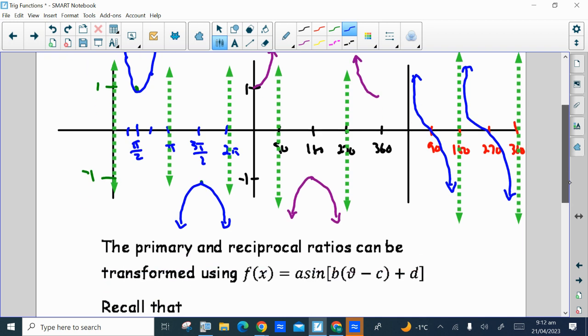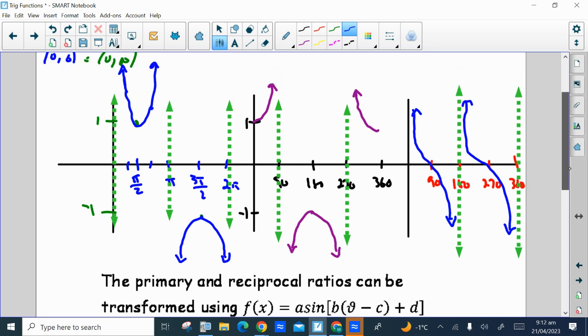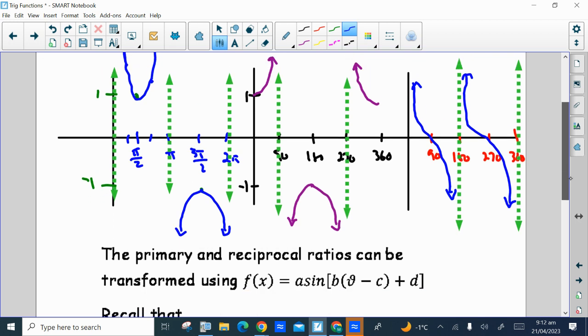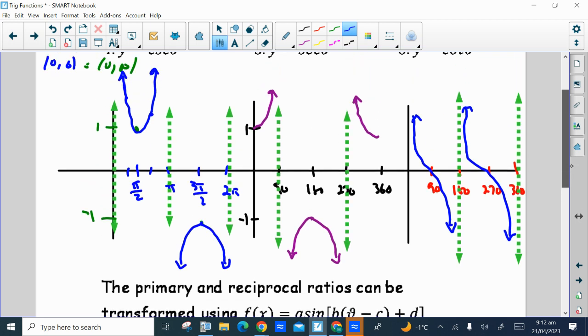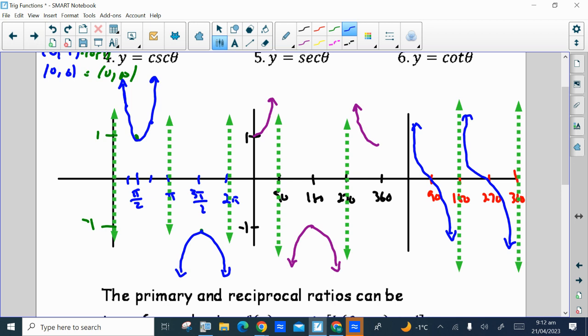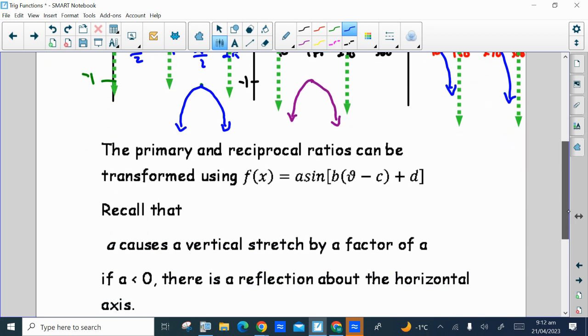So those are our base graphs. The reciprocal graphs are new. We didn't look at those in 30-1. But again, I showed you for cosecant how we can get that by taking points on the sine graph, taking the y values, and reciprocating them. You can get them that way.